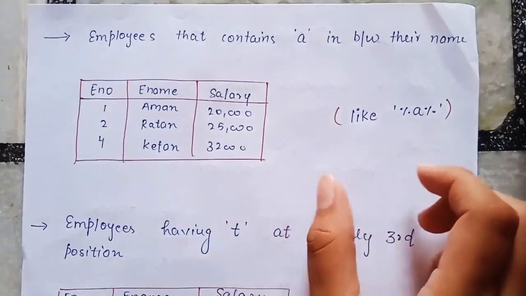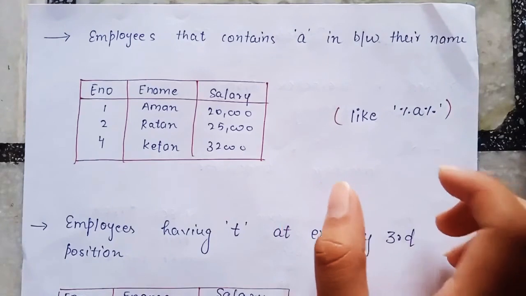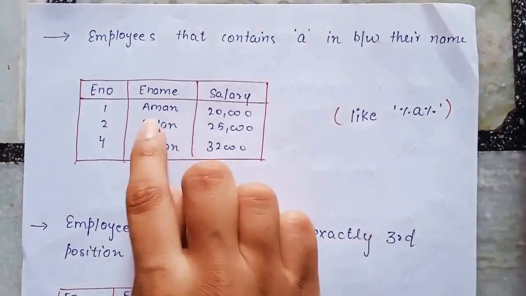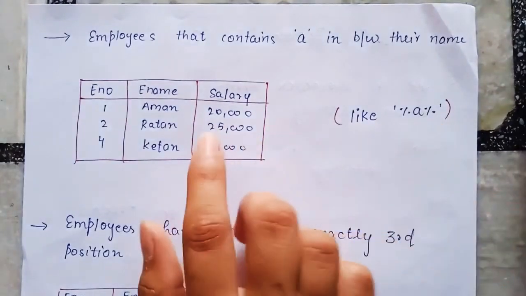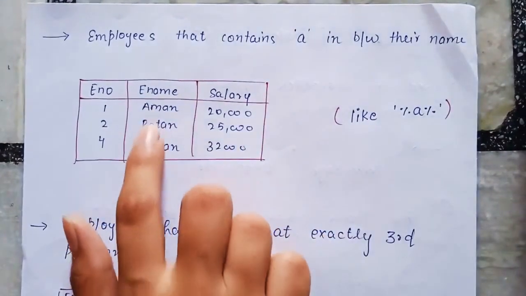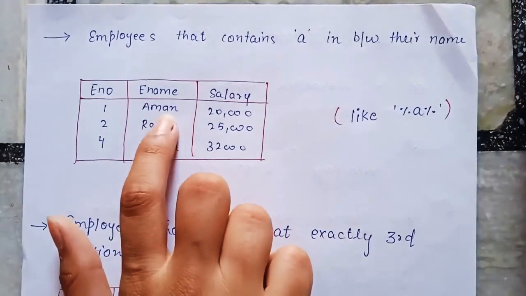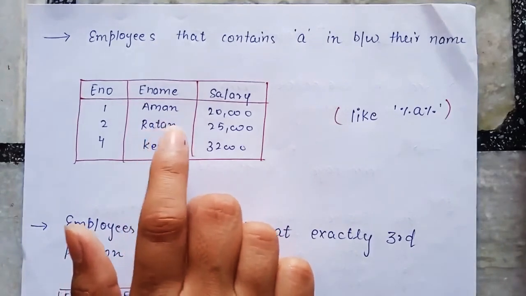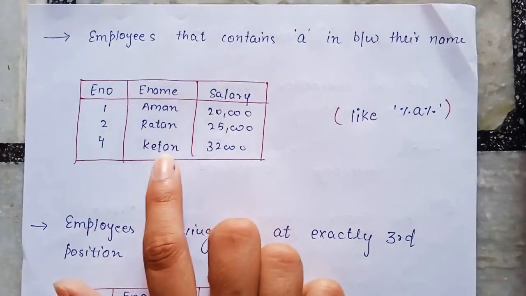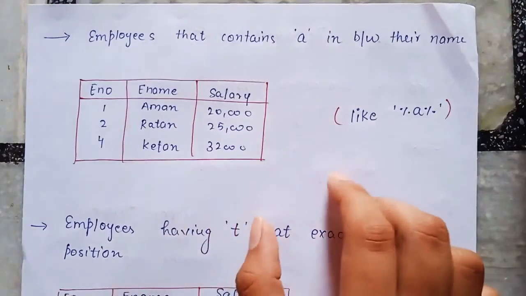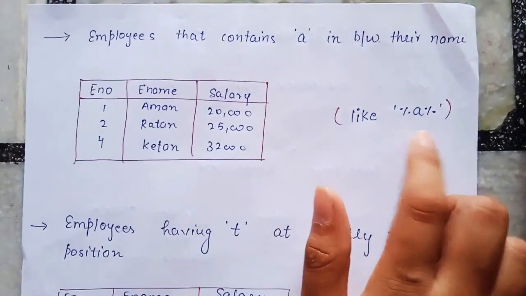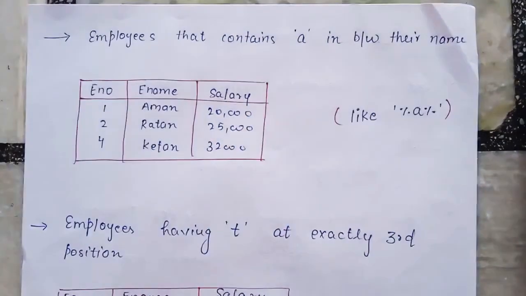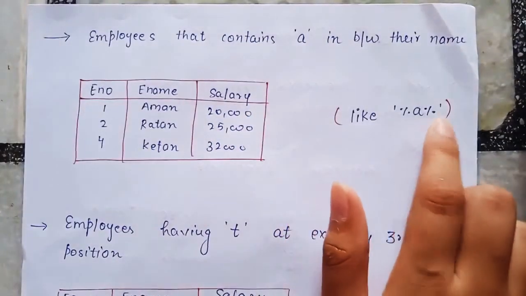If we want to find a between comparison, where we just know the letter that is somewhere in the name, we will write the query like this. It returns all the names that have A in them. Aman has A at the third position, Ratan has A at the second position, but it still contains A. Ketan has A at the fourth position. This is the result of this pattern matching. So this is all about the use of the percentage symbol.